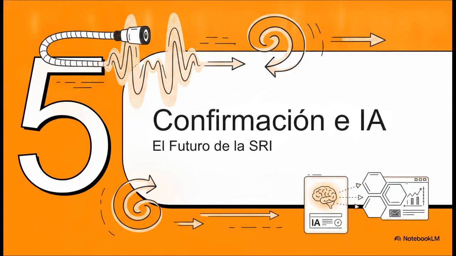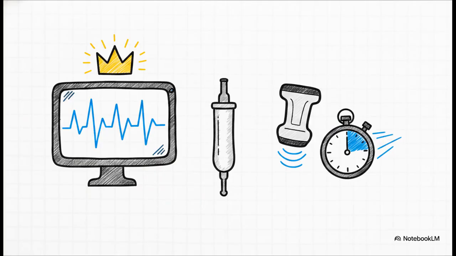Finally, Section 5, Confirmation, Care, and Artificial Intelligence. So the tube has passed the cords, but as we know, the job isn't done until we irrefutably confirm placement. Listening to the chest or looking for fog in the tube, not enough anymore. Continuous capnography is the absolute non-negotiable gold standard today. No CO2 waveform, the tube isn't in the trachea, period.